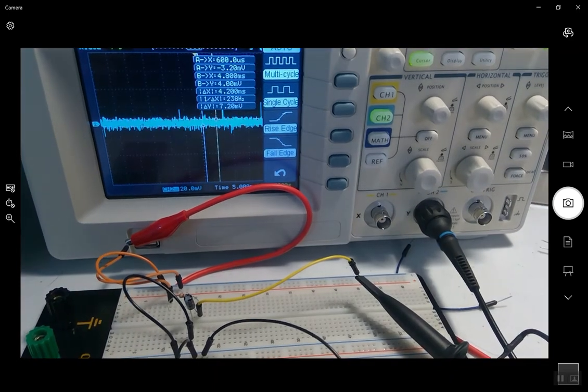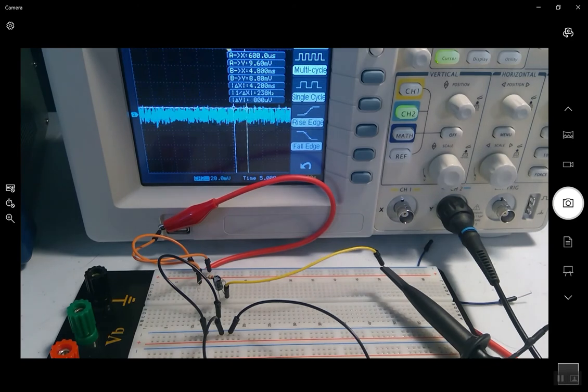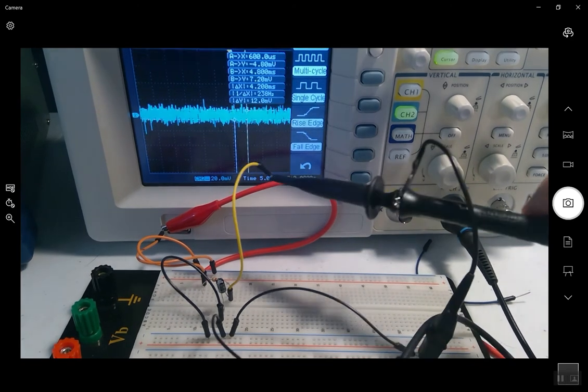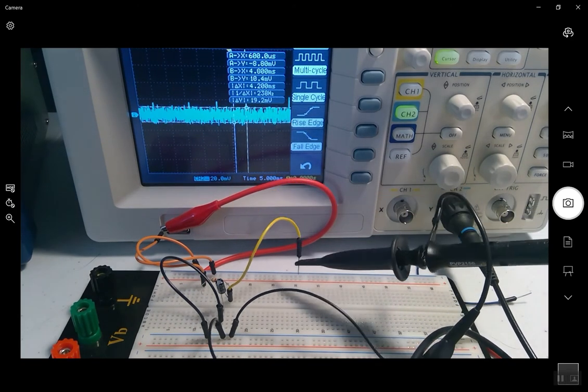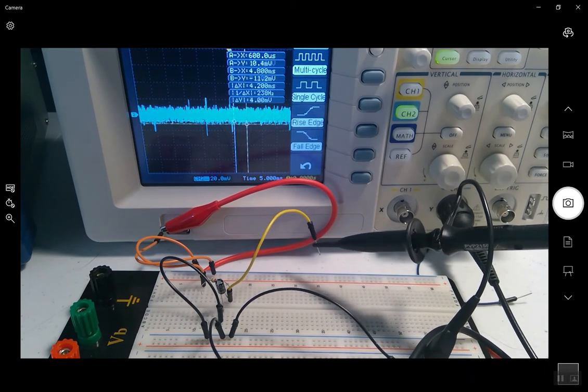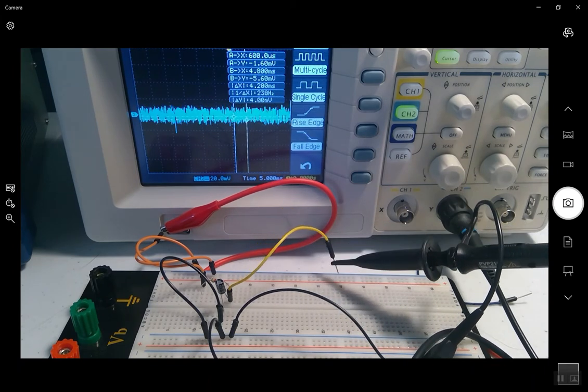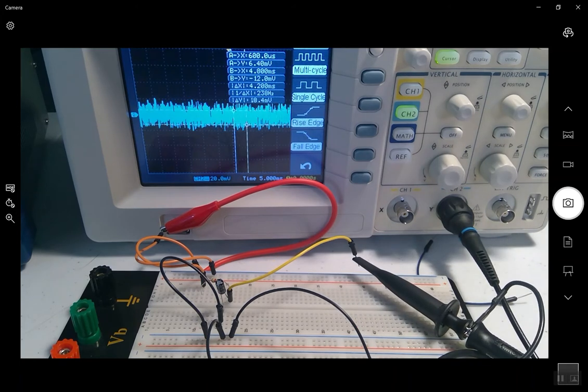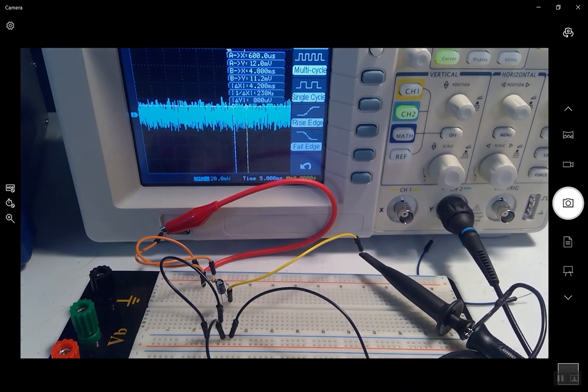Okay, so I've just put these back in. And what I've done is I've put the oscilloscope probe in parallel with that capacitor, so I can measure the voltage across that capacitor. Because that's what we want to do, is see what the voltage is that's going up and going down.